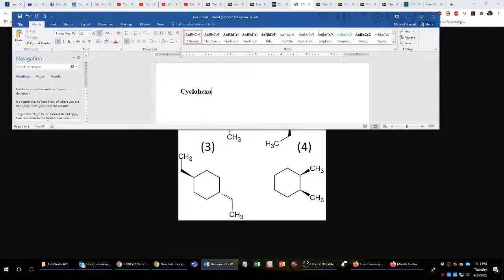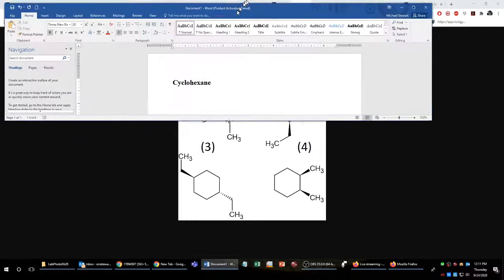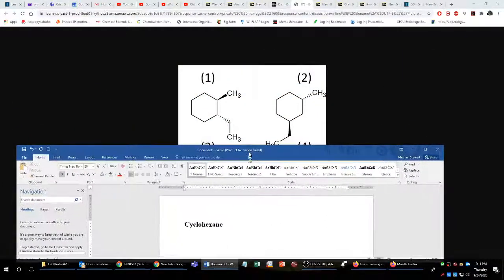So all these have the parent cyclohexane chain. Now we have a methyl group and an ethyl group. So it's an ethyl-methyl cyclohexane. We need to minimize the numbering, so the ethyl is going to come first, the methyl group is going to come second. This is what you would name it if you didn't have those wedges and dashes on it.